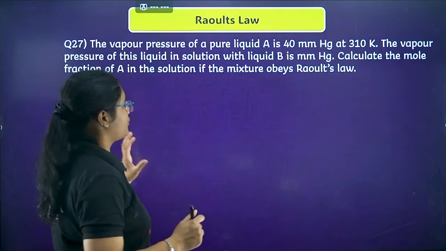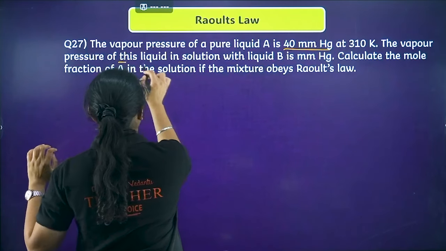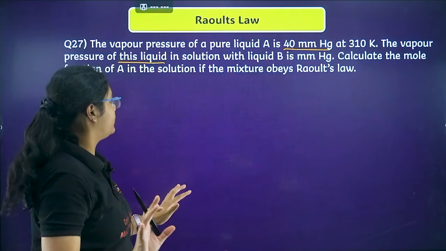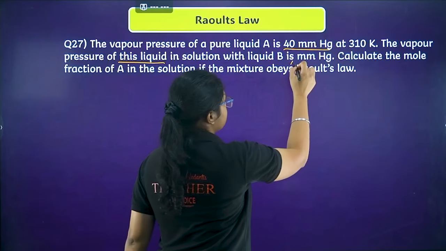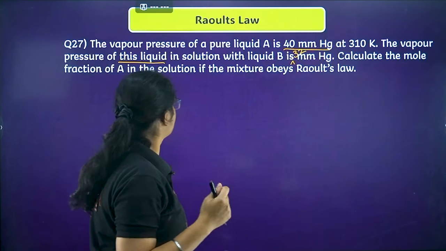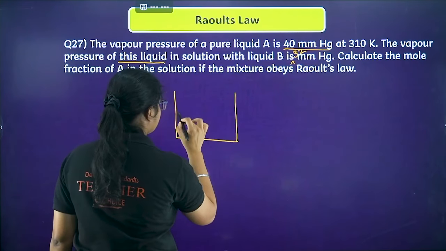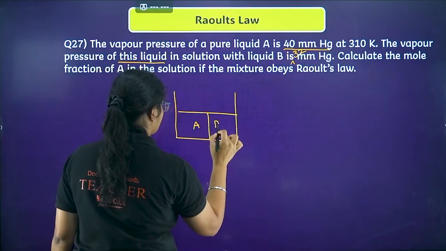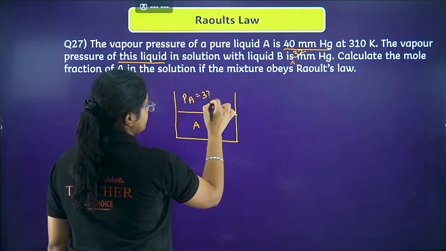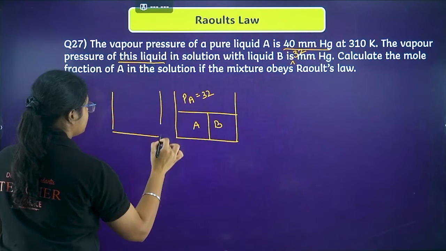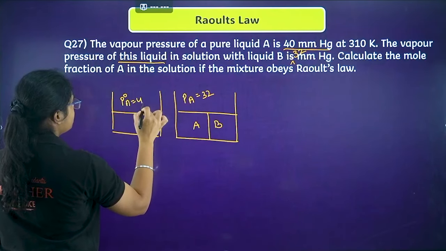The vapor pressure of pure liquid A is 40 mm of Hg. The vapor pressure of this liquid, meaning the vapor pressure of A only, liquid A in the solution with liquid B, is 32 mm of Hg. Calculate the mole fraction of A. Now see, suppose the question is saying that you have a mixture of A and B. So here PA, when it is with B, is 32, and when you have only A, the pressure P naught A is equal to 40.